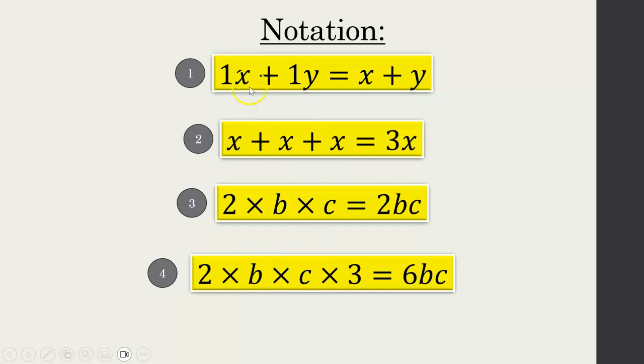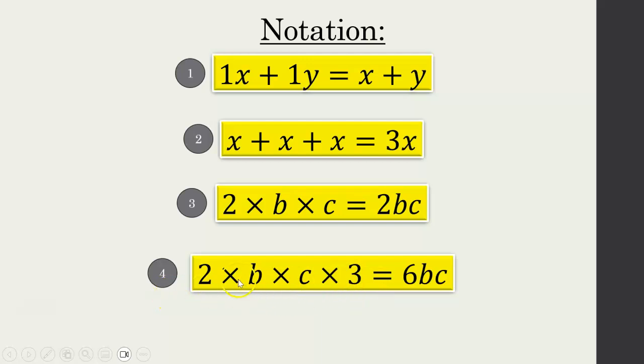So you have to know all these different notations, these different kinds of rules. I'll go through them again quickly. x plus y, that's just 1x plus 1y. x plus x plus x, we can add them all together and we write it as 3 times x. 2 times b times c, we don't write the multiplication sign, we just write it as 2bc. But in the case where we have, let's say, two constants, we can multiply the constants together.